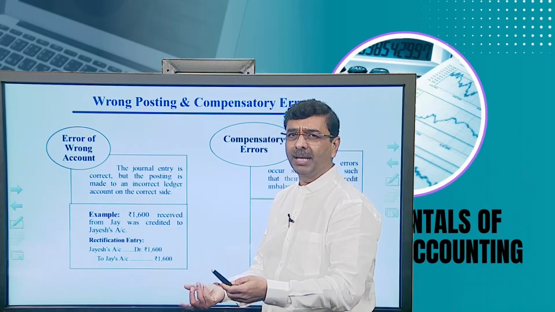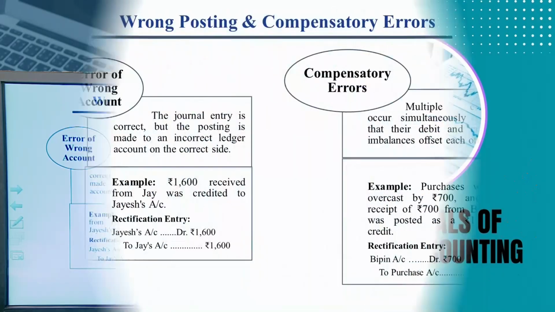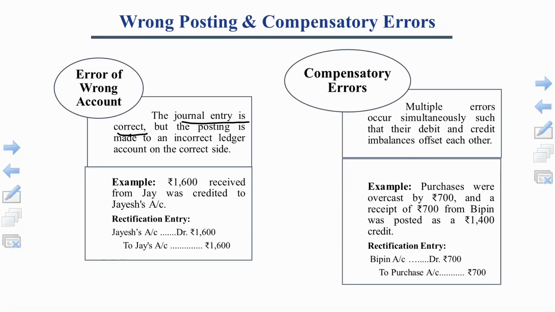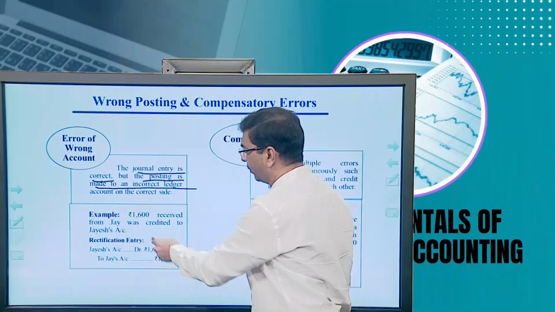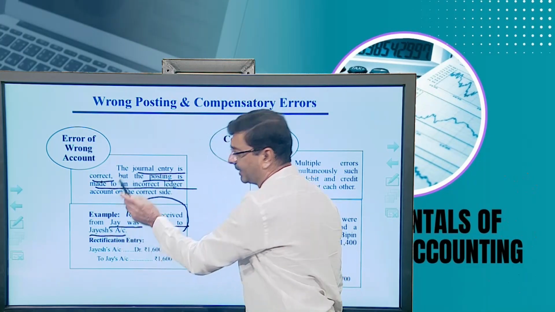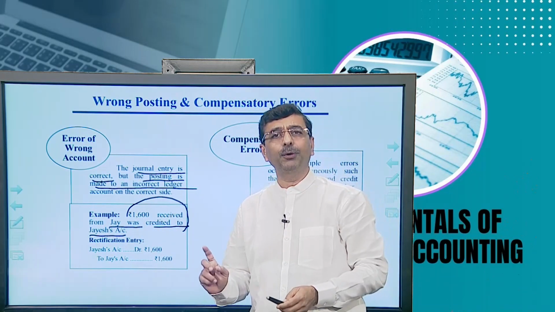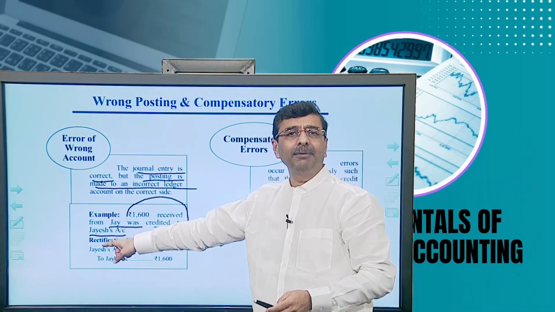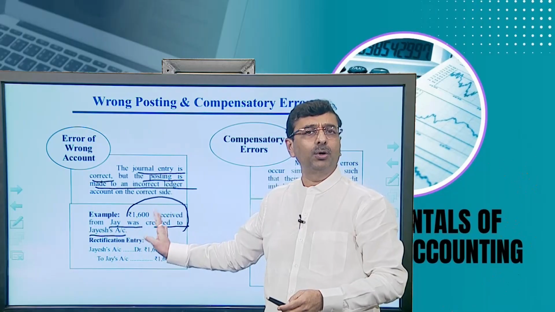The name problem, or maybe any kind of problems. The journal entry is correct, but the posting is made incorrect in the ledger accounts. So now 1600 actually received from Jai was credited to Jay's account. So it was wrongly credited.